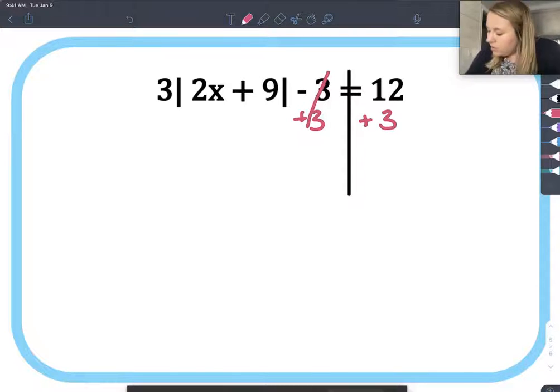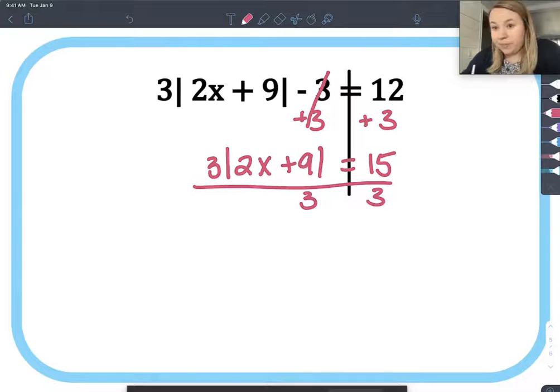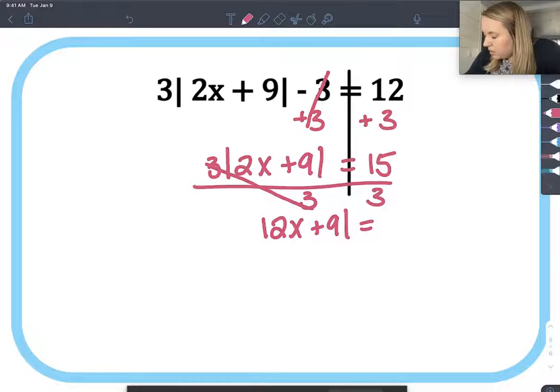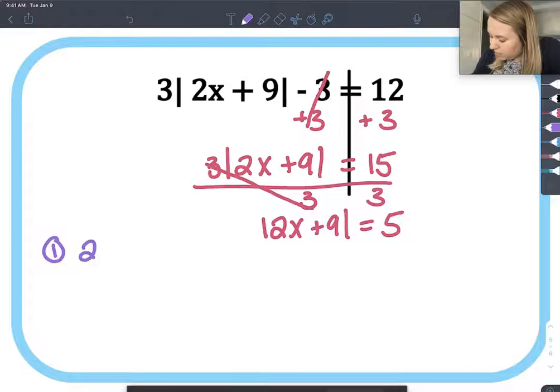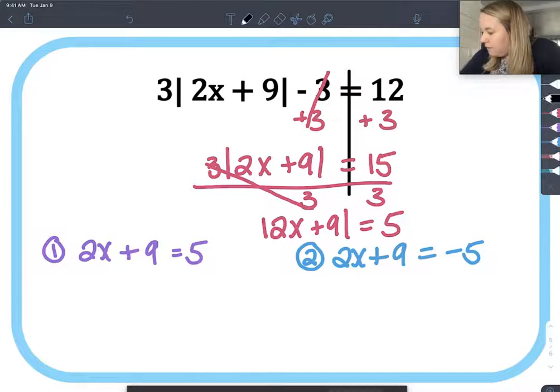3 on the left cancels out. I'm left with 3 times the absolute value of 2x plus 9, and that is equal to 15. Then I have to go ahead and divide everything by 3. 3's on the left will cancel, and we're left with the absolute value of 2x plus 9 is equal to 5. Since 5 is greater than 0, we can write our two equations. So again, the first one is going to be 2x plus 9 is equal to 5, just like how it looks. And then the second one is going to be 2x plus 9 is equal to our negative 5. Then I'm going to draw my line to solve each of them.